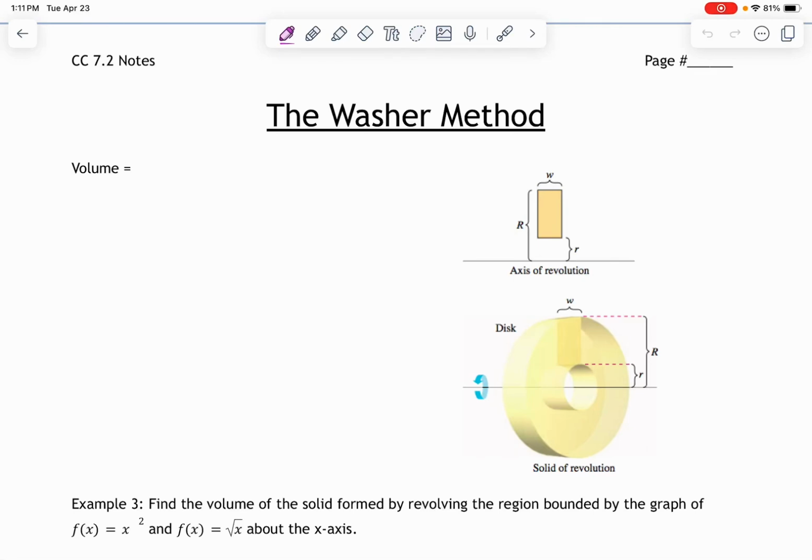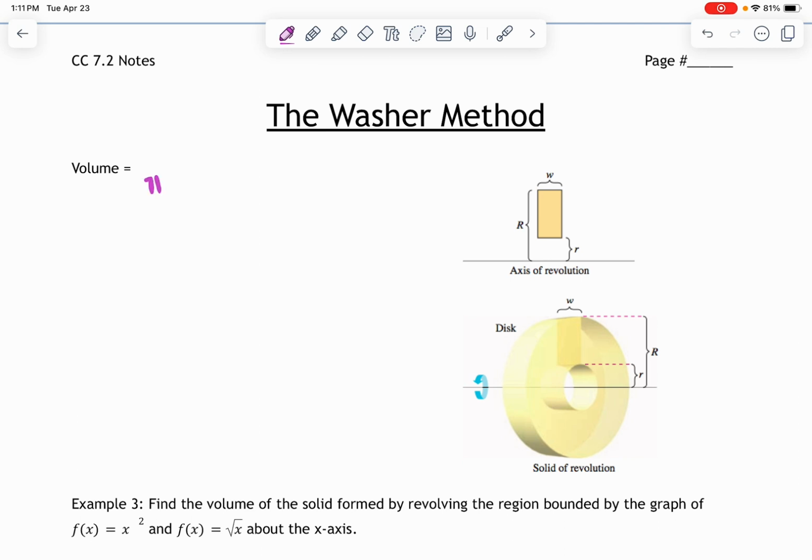The washer method is different than the disk in that the shape is not attached to the axis of revolution the whole time, so there may be a little gap either the whole way through or part of the way through. And what happens when you revolve that shape around the axis of revolution, you end up with a hole in the middle, and so it requires a little bit extra to figure that out.